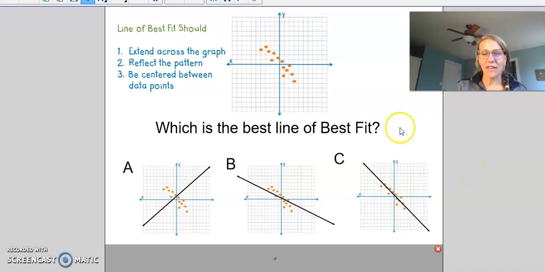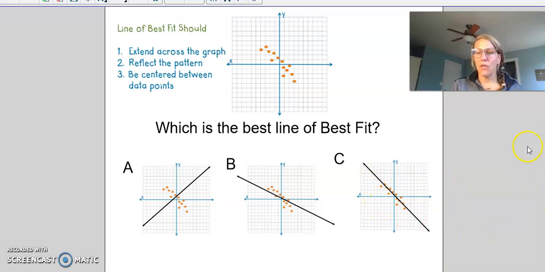All right, you should have answered C because again, it is extended all the way through. Notice it's even past those points there. It's going in the direction of the points and it's through the center of it. This one is not going in the direction. This one is, but it's not centered in it. This one is definitely more centered.